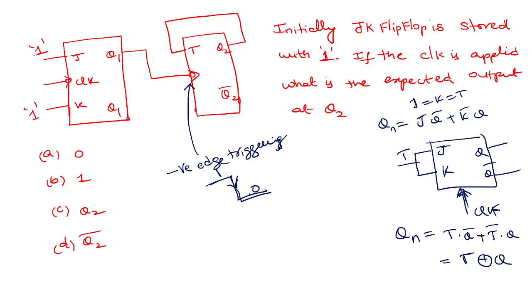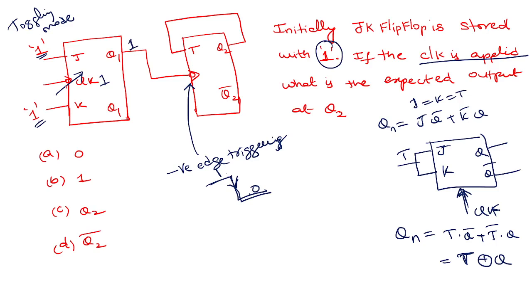Now let's see. 1, 1 on a JK flip-flop means it is in toggling mode. Saying J equal to 1, K equal to 1 is also equivalent to saying T equal to 1. I'm just talking about the T flip-flop, don't get confused here. 1, 1, and they're saying if the clock is applied, that means it is enabled. What is the initial value of the flip-flop? The JK flip-flop is stored with 1, so Q1 is 1.